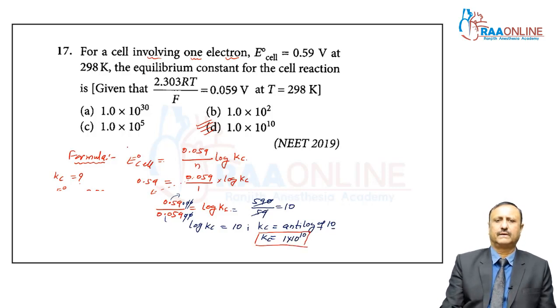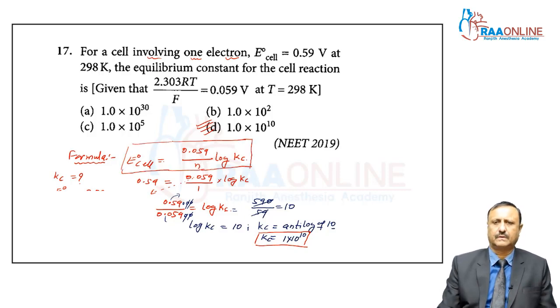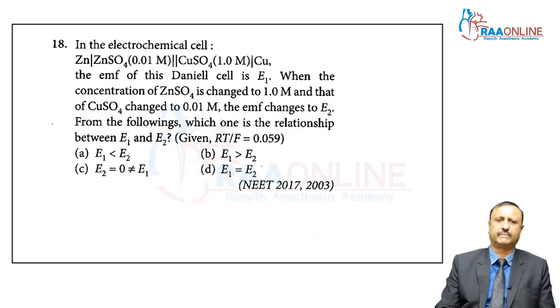If you learn this formula, my dear students, and put in the values, then you can get the answer. Now we can go to question number 18, my dear students. In the electrochemical cell, here you can see different concentrations are present, 0.01 molar, and here 1 molar concentration is present.